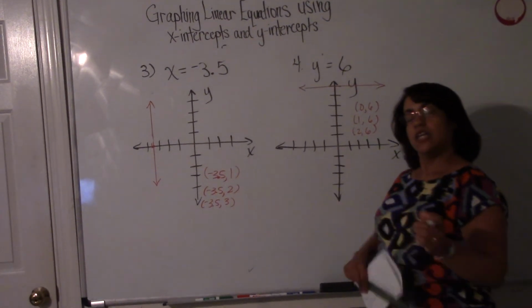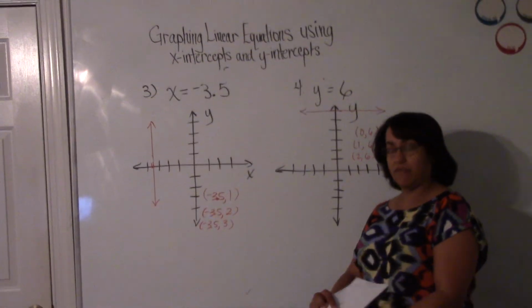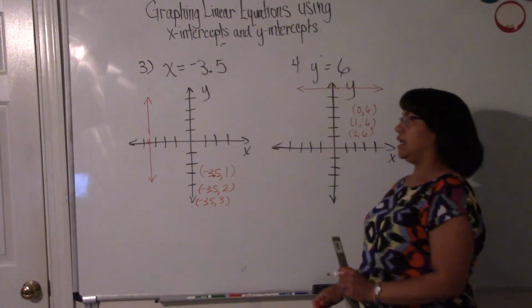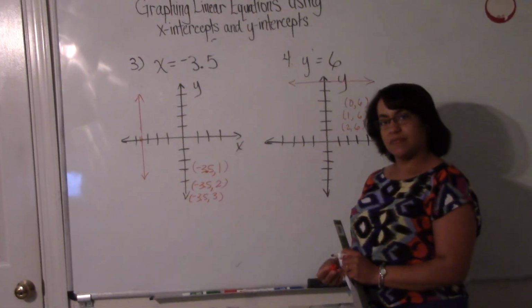So your assignment now is to look in your workbook and go to page 74, do practice 6-3, numbers 1 through 20. You're going to find the x and y intercepts, and then you're going to sketch the graphs. Very good.